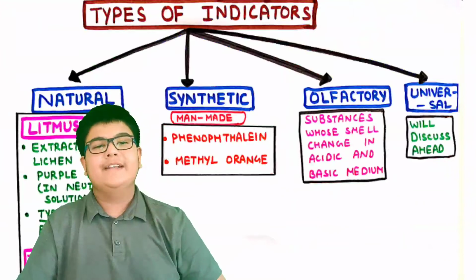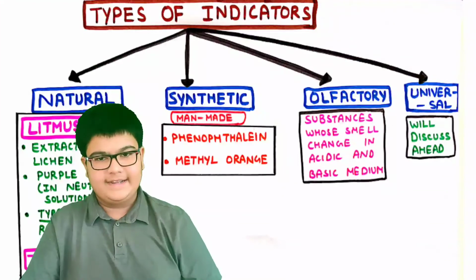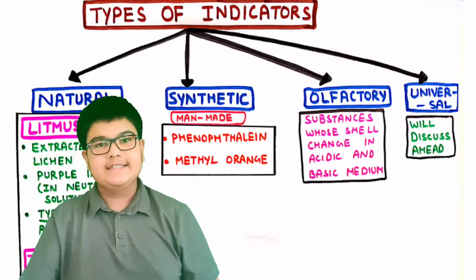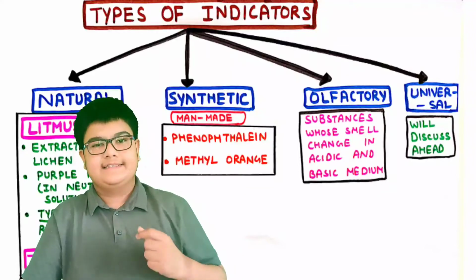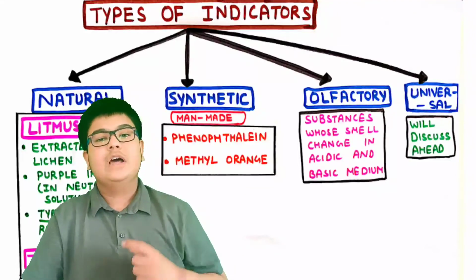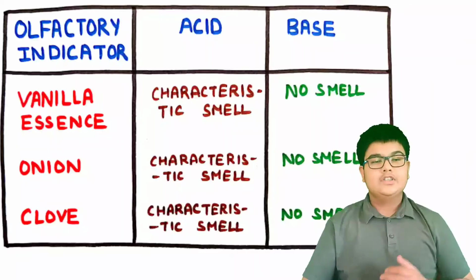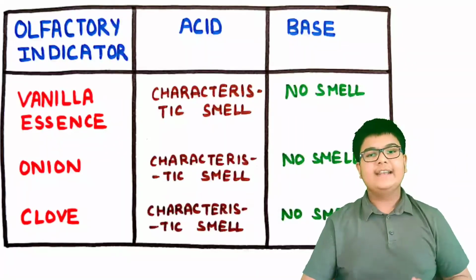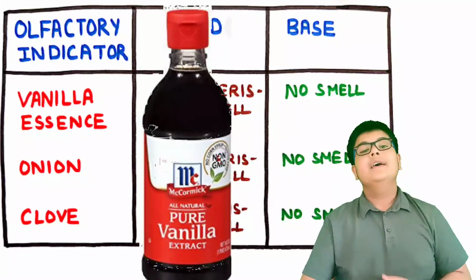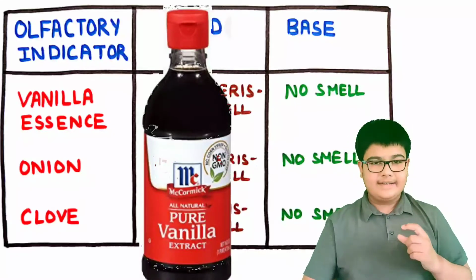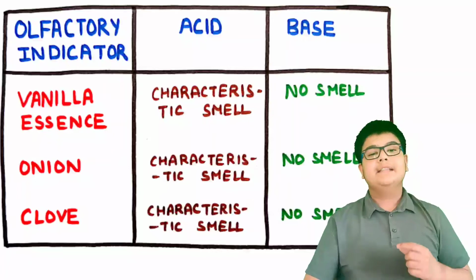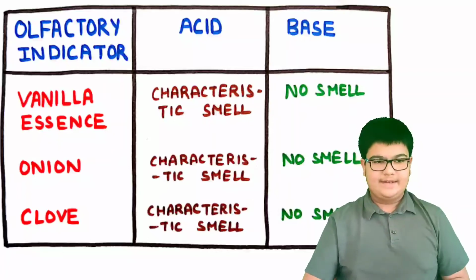The third type of indicators are olfactory indicators. These are the substances whose smell changes in acidic and basic medium. Now let's see the different types of olfactory indicators. The first example of olfactory indicator is vanilla essence. In acidic medium, it retains its characteristic smell, but in basic medium, it loses its smell.